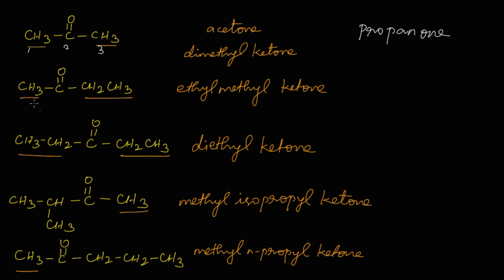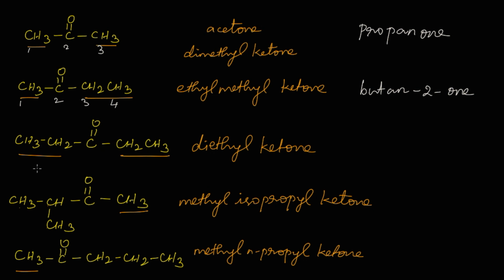Come on, let's give the name for the second structure. Let's count the carbon atoms: 1, 2, 3, 4. Four carbons are there, so butane. Here the functional group is present on the second carbon. So butane-2. The ketone is the functional group, so the suffix is -one. Butan-2-one is the IUPAC name of ethyl methyl ketone.